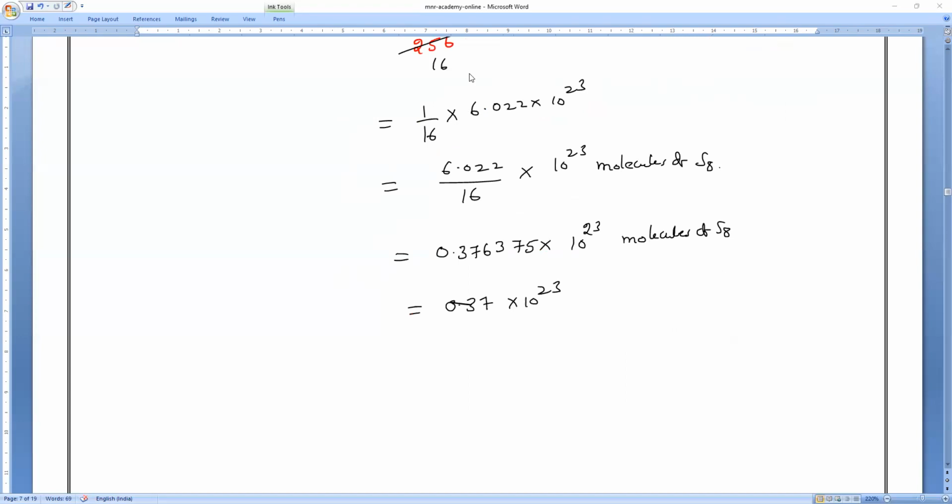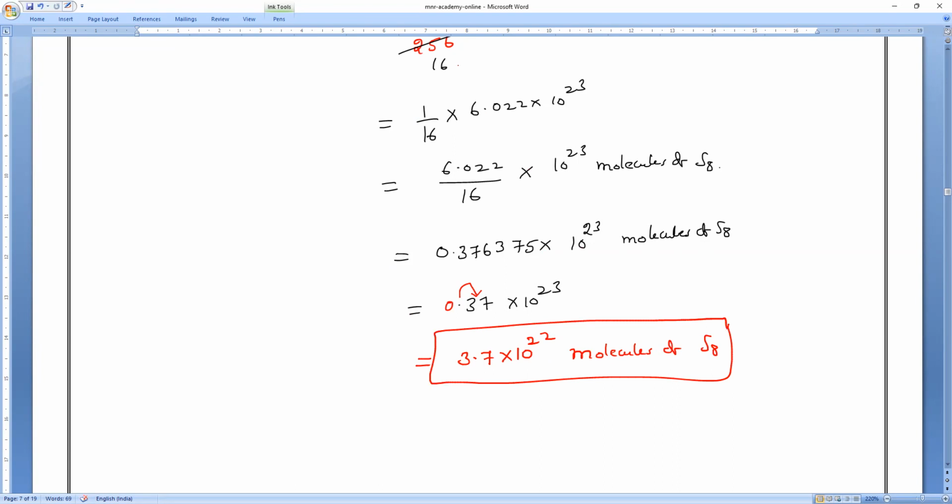Very good, Lingesh, that is what I like. As I said, in your final answer you cannot leave the decimal at 0. You have to take one digit before the decimal. Now you tell me, if this decimal moves here, will the power increase or decrease? I will write 3.7. Then will the power increase or decrease? Decrease. So 3.7 into 10 power 22 molecules of S8. That's all, guys. Very important and very interesting question. I hope you all understand, and you must solve it without fail.